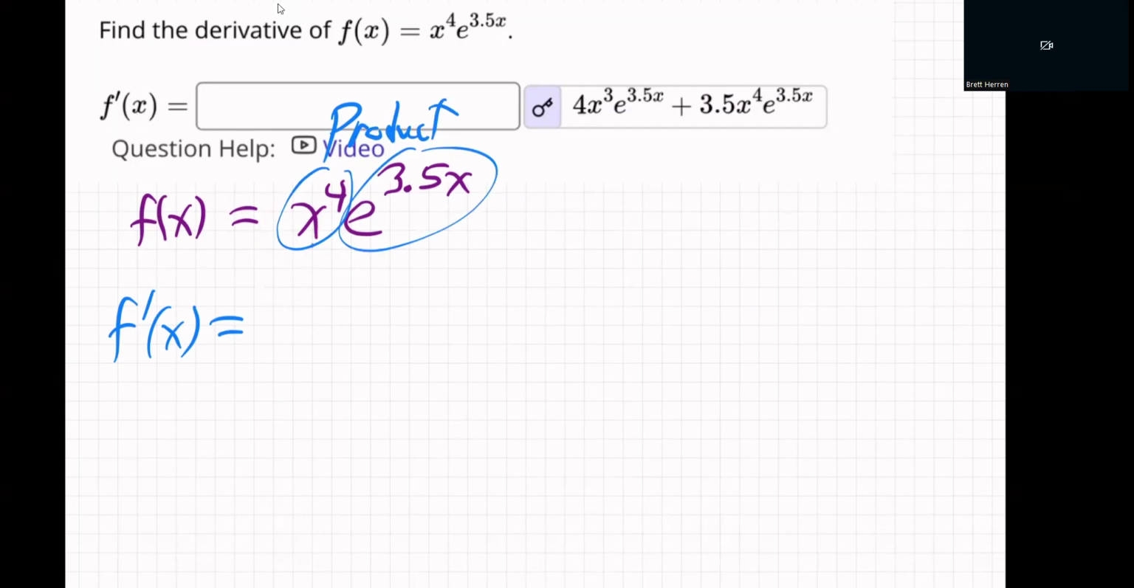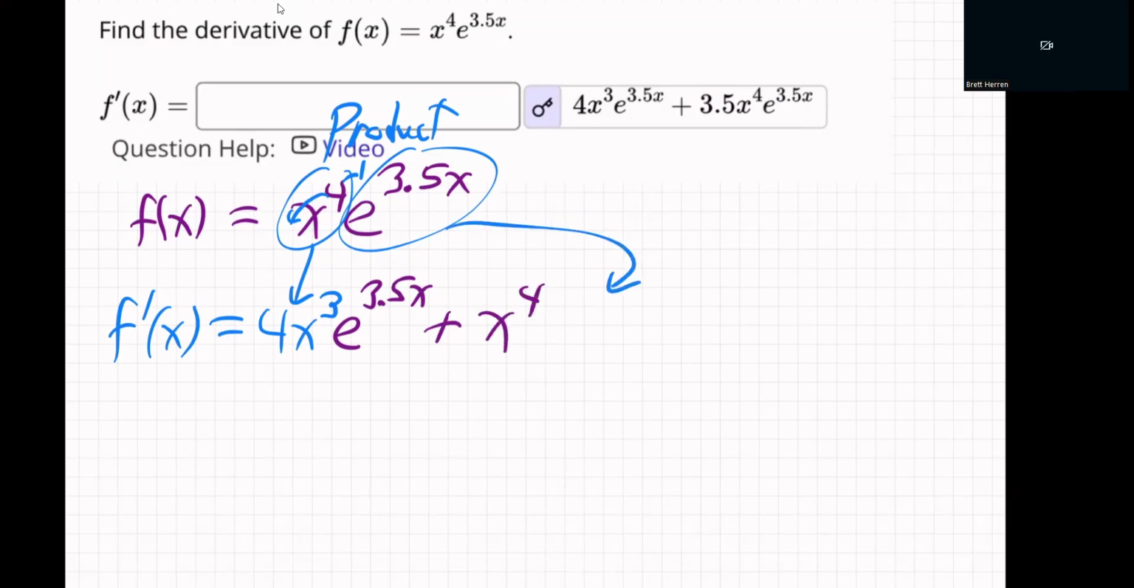So you know what that means. They're going to take turns. The first one goes first. Bring down the 4, x to the third, subtract 1 from the power, times the second one, unchanged, right? Plus the first one unchanged times the derivative of the second one.